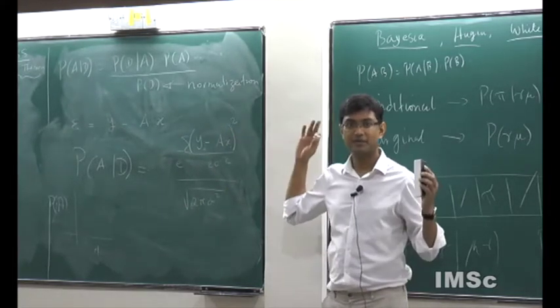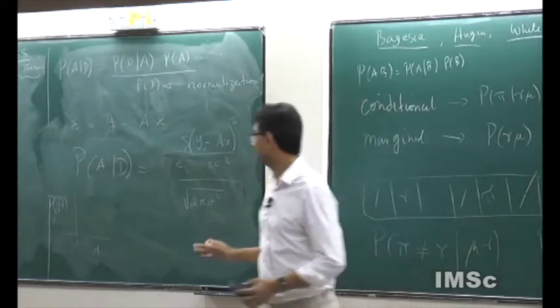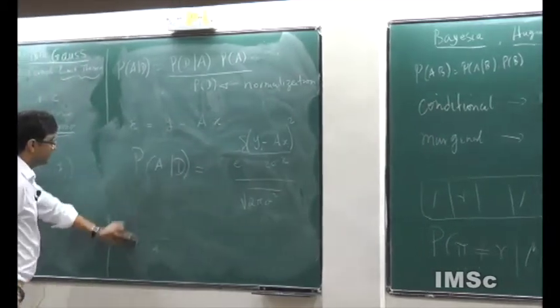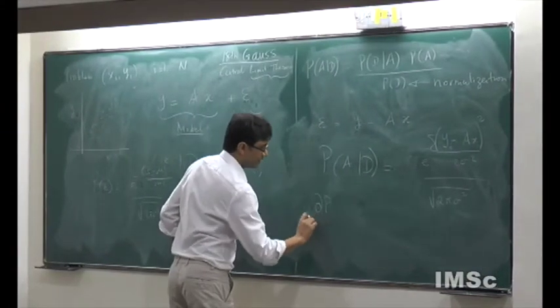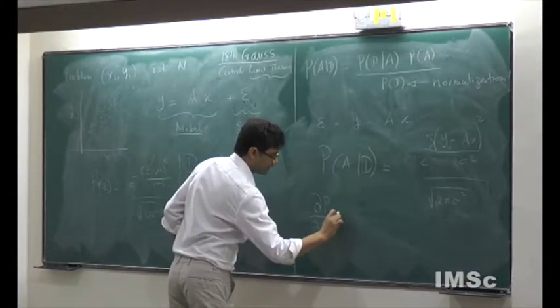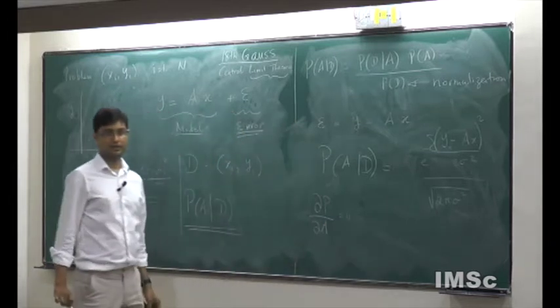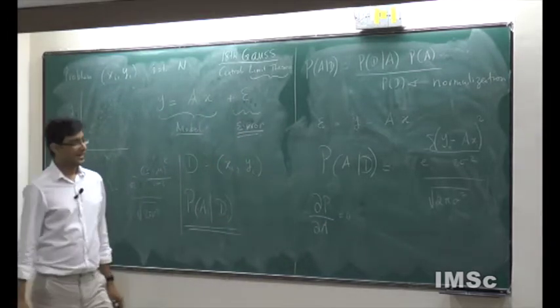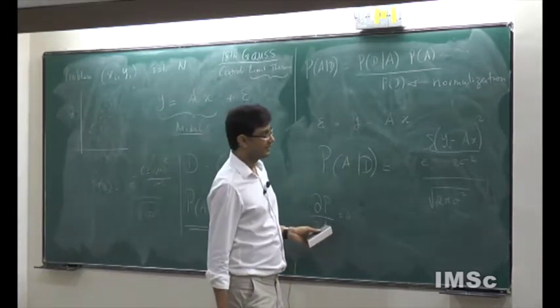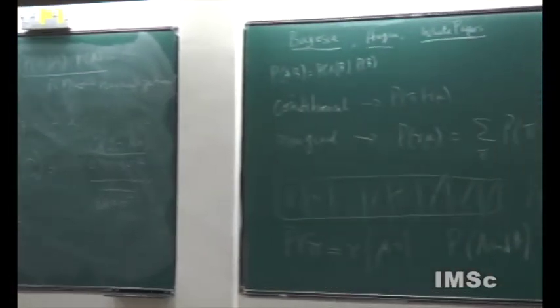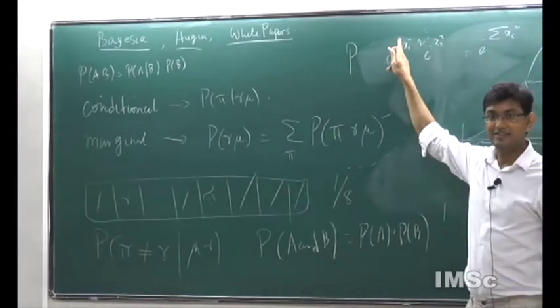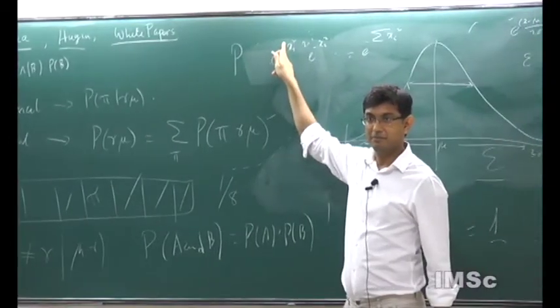So now I can ask, what is the most probable value of this distribution? And the most probable value is obtained by maximizing the probability, del p del a equal to 0. I do this thing, right? And the most probable value, for therefore, if I have a bunch of these things, you can see that this thing is maximum whenever this thing is minimum, right?